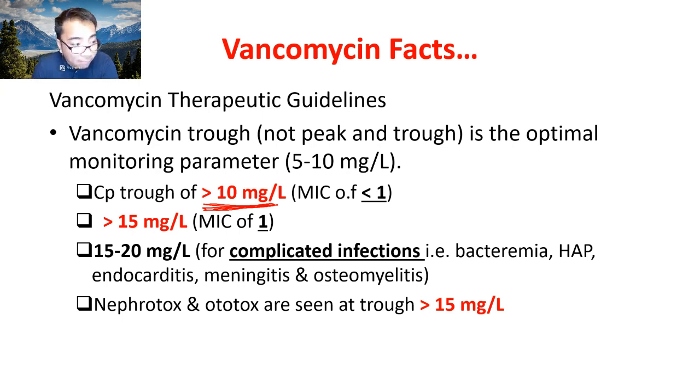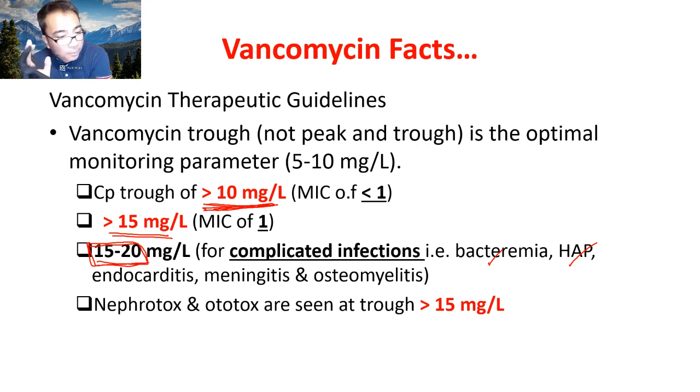Now, if the MIC is saktong 1, okay, we go for a trough concentration that's greater than 15 milligrams per liter. Now, if the infection class is complicated, let's say, for example, bacteremia, sepsis, hospital-acquired pneumonia, endocarditis, meningitis, osteomyelitis, mataas na yung requirement natin for trough concentrations. Okay? Our trough concentration requirement class becomes between 15 to 20 milligrams per liter. So, ito class ang kailangan kong matandaan ninyo. Okay? It's between 15 and 20. Now, again, kung susceptible, basta greater than 10, okay na yan. 11, 12, 13, ganyan. Okay lang yun.